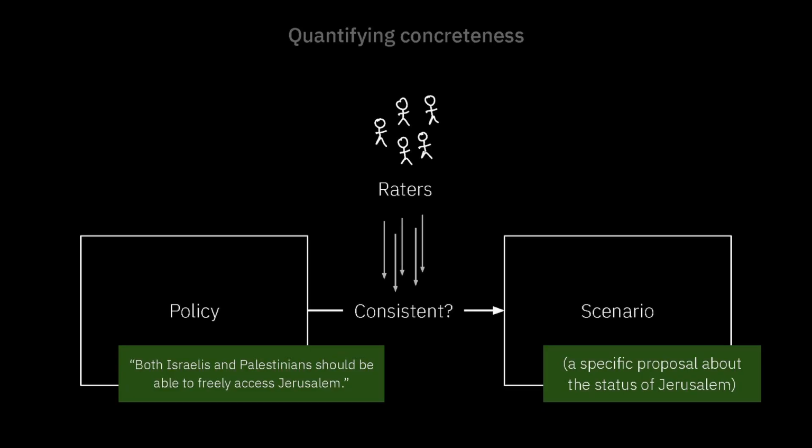Whereas something like, both Israelis and Palestinians should be able to freely access Jerusalem, that's a much more concrete statement, and people can adjudicate whether that's true under a particular future world, regardless of whether they agree that that policy is normatively a good thing.